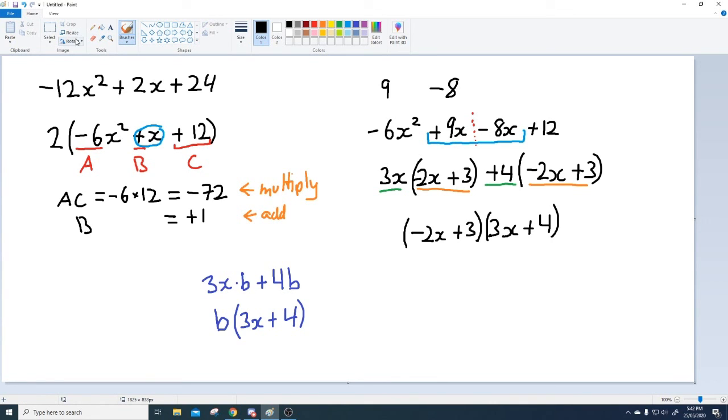And there we have it. We have factorized this. Oh, almost. Actually, don't forget the 2 that we left outside at the beginning. So this 2 has to go back out there. And now we have it. We have factorized negative 12x squared plus 2x plus 24 into this here.